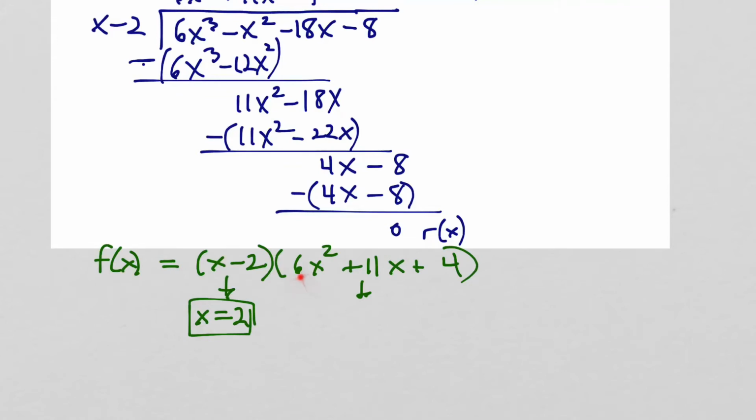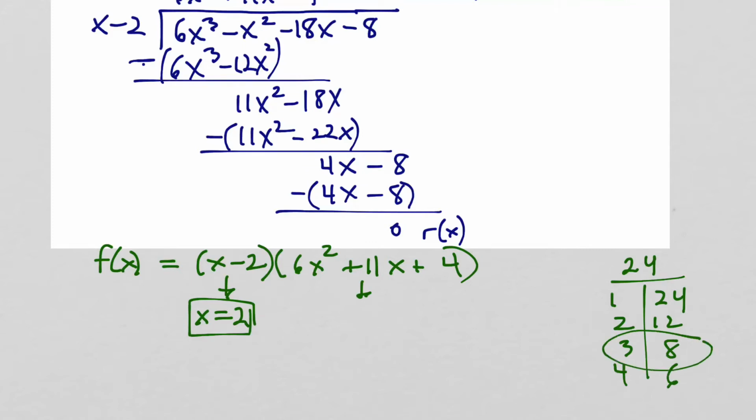So 6 times 4 is 24. So the ways to make 24 by multiplying, I'm going to write down, 3 times 8. That one looks like it might work, and then it would be 4 times 6. So 3 times 8 is 24, and 3 plus 8 is my middle number, 11. So this looks to be factorable.